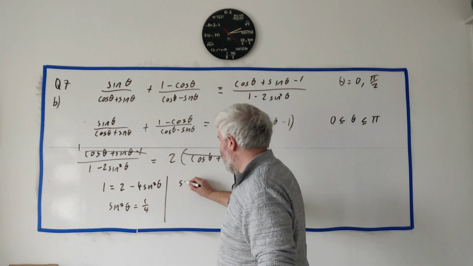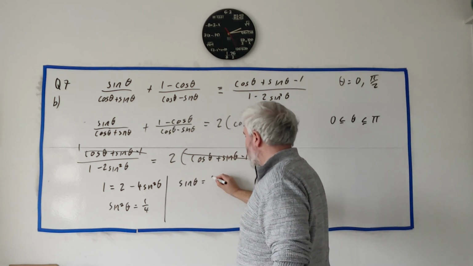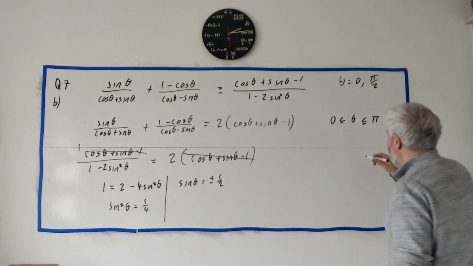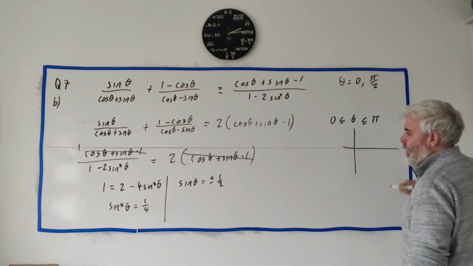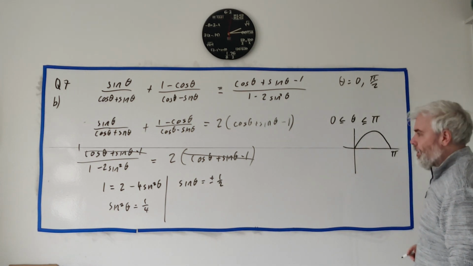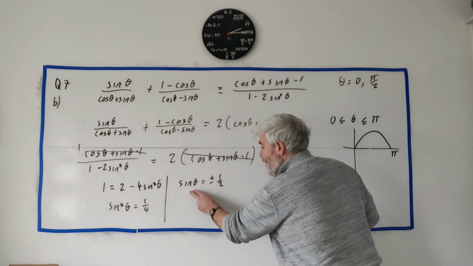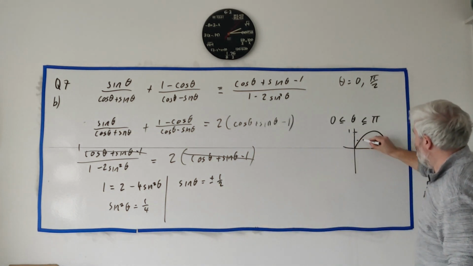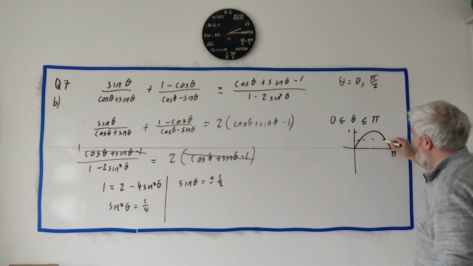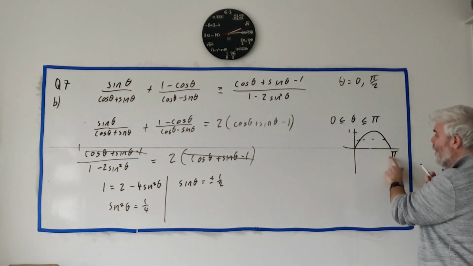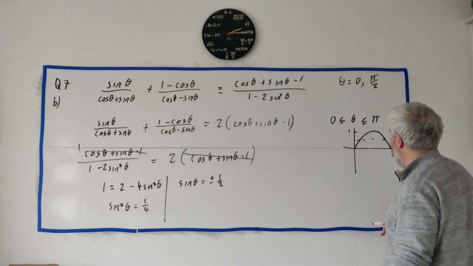Solving that, we get sine theta is equal to plus or minus a half. I always like to draw a picture to solve. Here is a sine between 0 and pi. So when is sine theta equal to plus or minus a half? This is 1. So here's a half. There's 2 answers here for a half, and there's no answers for minus a half. Between these 2 points, it never equals minus a half.